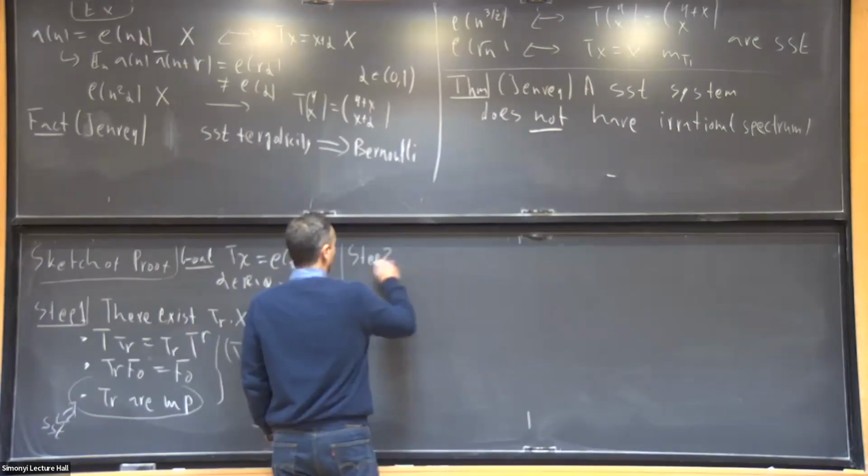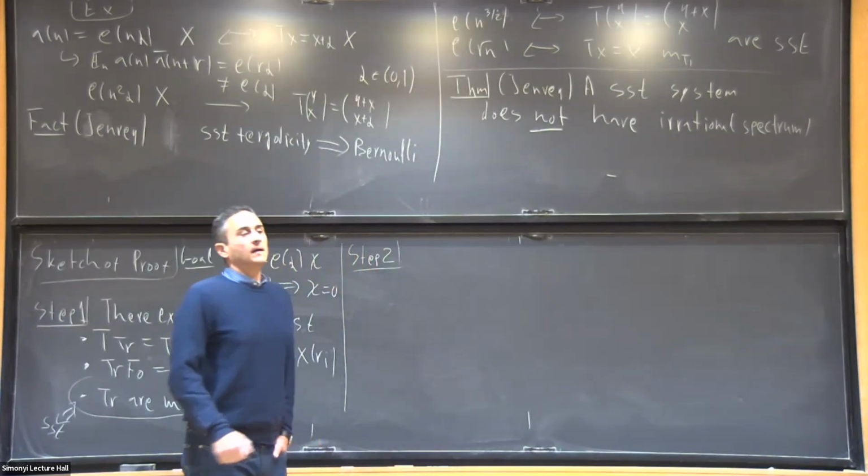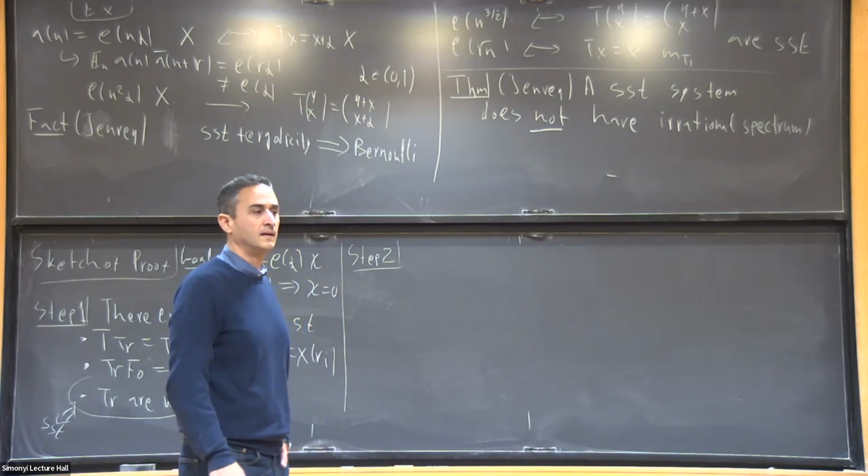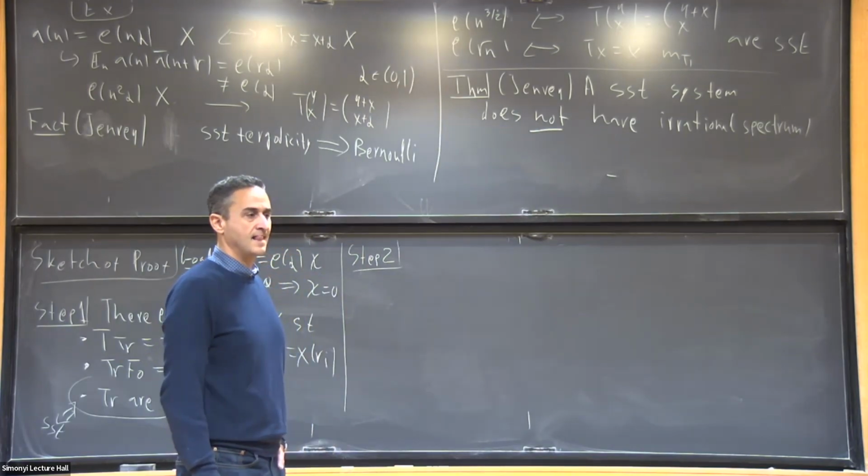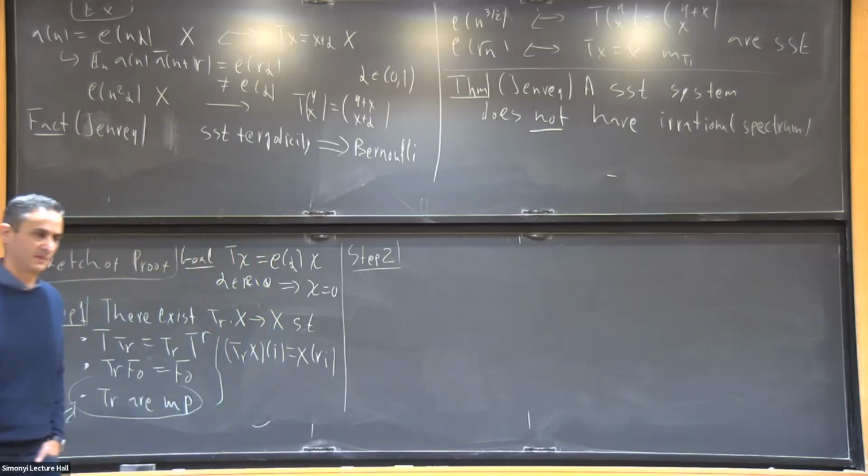It's true in general for ergodic systems. If you start with an ergodic system that doesn't come from the Furstenberg construction, can you show the existence of these maps? Yes. Okay. Yes.